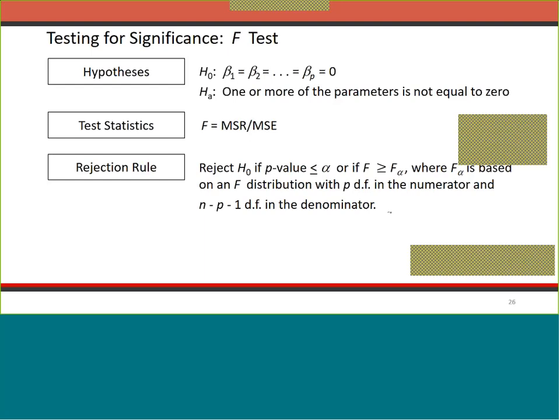How do you calculate F? Mean square due to regression divided by MSE. The rejection rule is as usual: reject H naught if the p value is less than or equal to alpha. Or you can say that the calculated F should be above the table value. How do you get the table value, which is based on the F distribution? The numerator's degrees of freedom is for regression. We have two independent variables, so 2. And the denominator is error, which is n minus p minus 1. N means the number of observations, p means the number of independent variables, and 1.